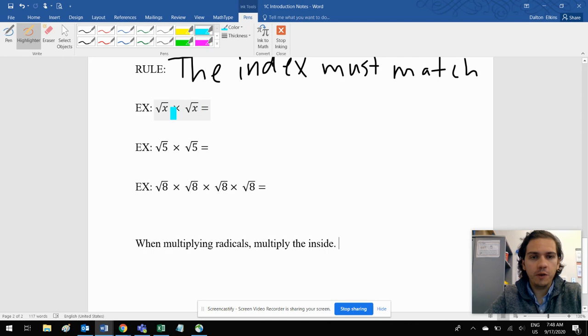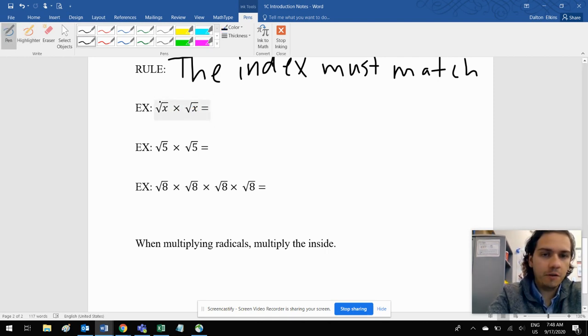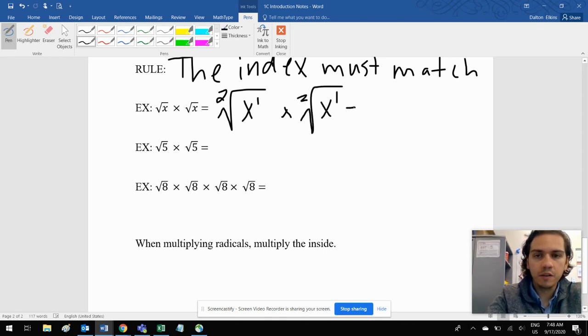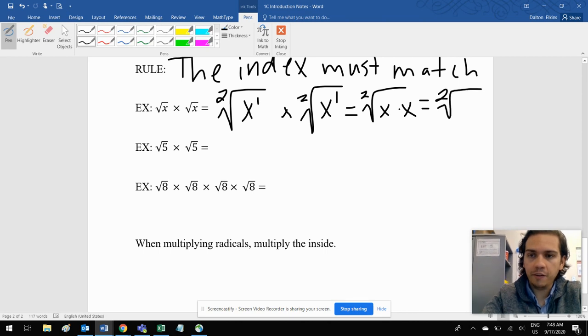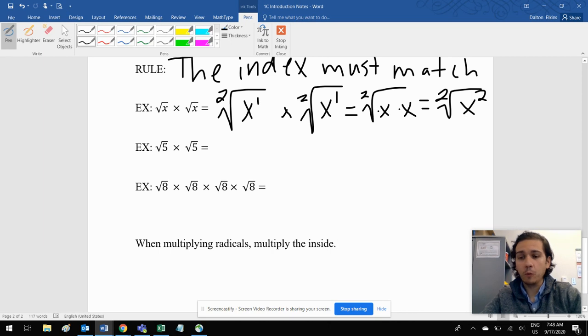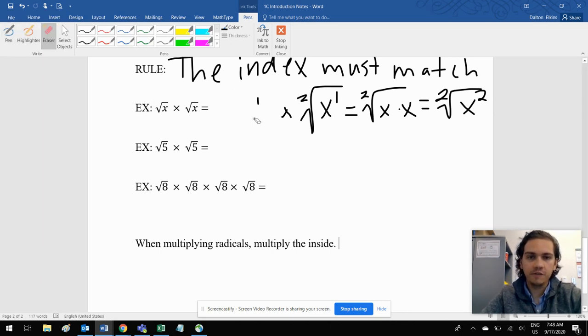So let's get into how we're going to do this problem. If I have the second root of x to the first power times the second root of x to the first power, this is equal to the second root of x times x, which is equal to the second root of x squared. Now I want to hold on for a minute here. I'm going to erase some of my work so we can just focus on this.